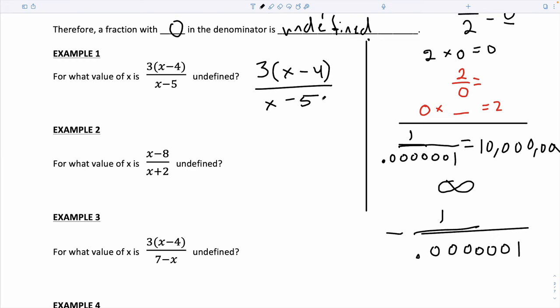What number minus 5 would be 0? And the value of x would have to be 5. Let's see what that does to the entire thing. I'm not trying to simplify it really. I just want to see if this works.